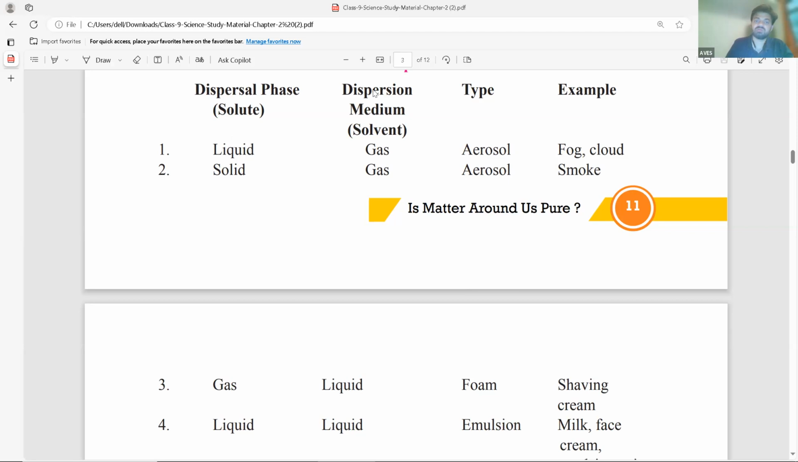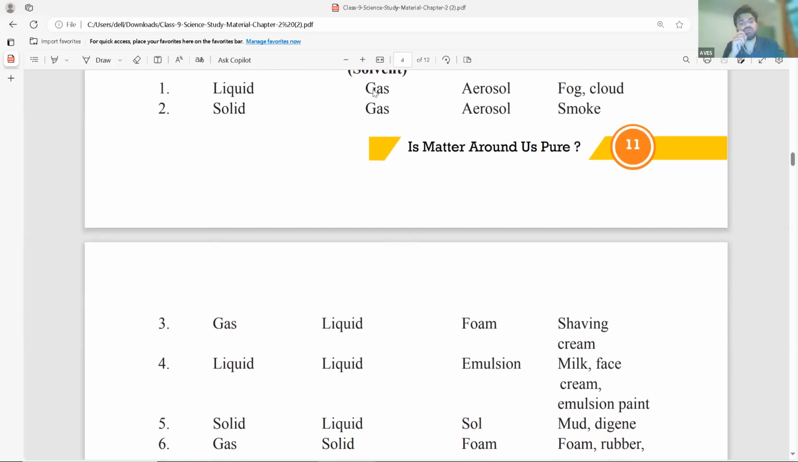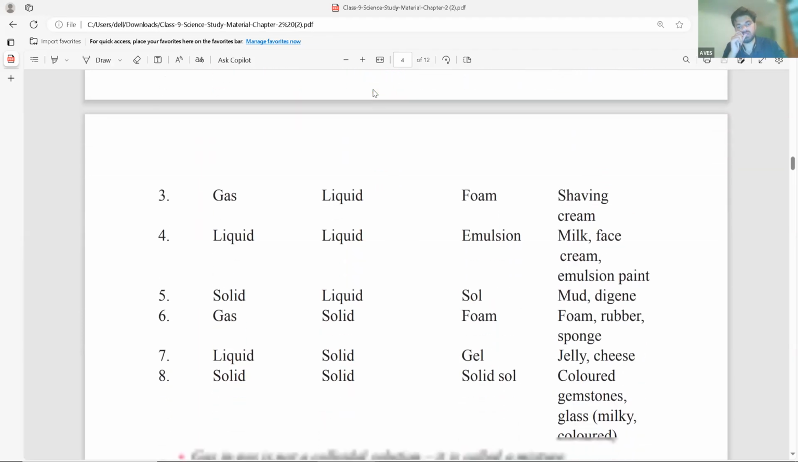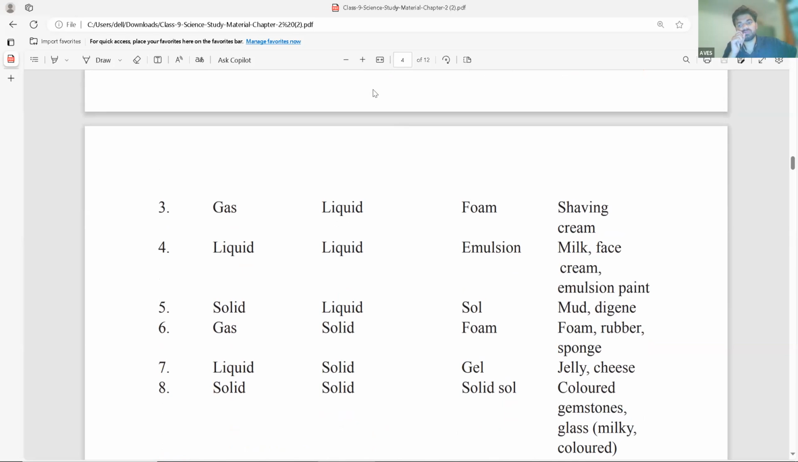Done? Yes, sir. So you have noted up to 4. Write 4 more. Like you see that gas and liquid. So liquid is the solvent. So here the form is also liquid form.